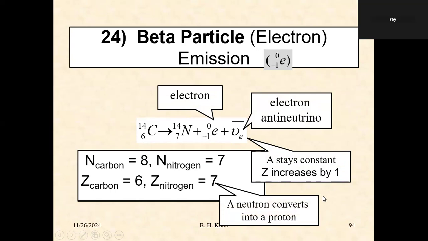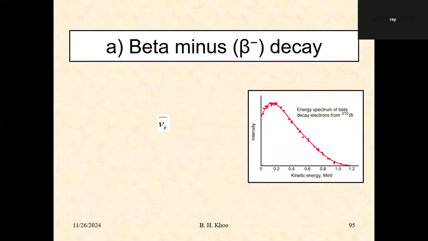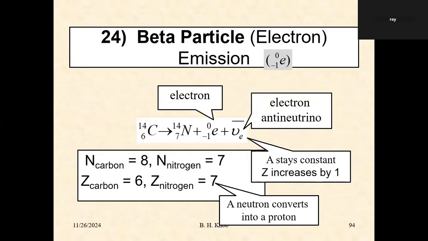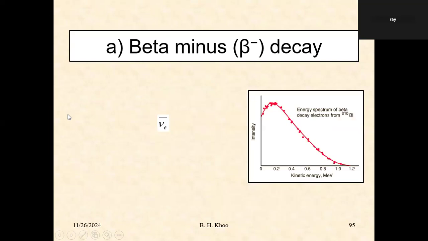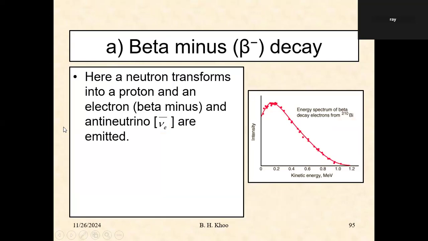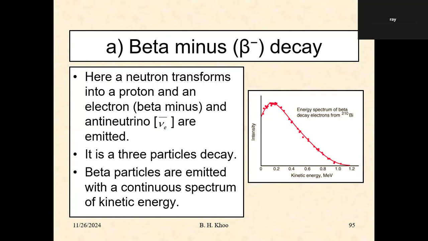A neutron converts to a proton. So an alternative way of writing is just to write the neutron converts to a proton. Beta minus decay. Here a neutron transforms into a proton and an electron. Beta minus and antineutrino are emitted. It's a 3-particle decay, not a 2-particle decay like alpha. Beta minus particles are emitted with a continuous spectrum of kinetic energy.